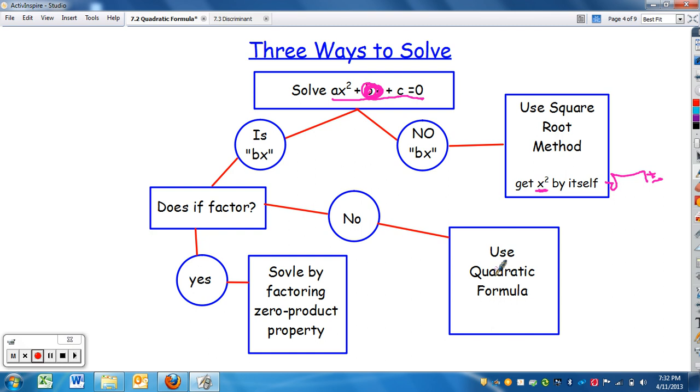The quadratic formula can be a little long to use. It is a guarantee. It always works. Where with the other 2 methods, you kind of have to set up whether you have no bx or that it factors. But the quadratic formula can be used in every situation. However, it is not the most efficient because it is quite long.